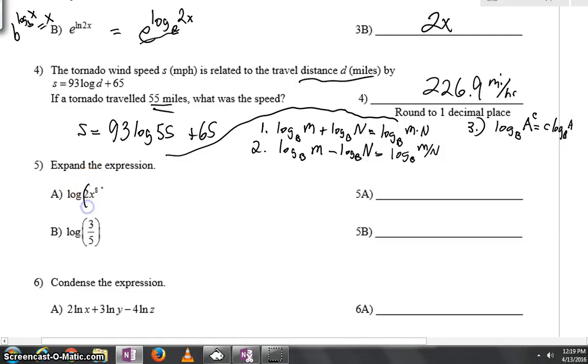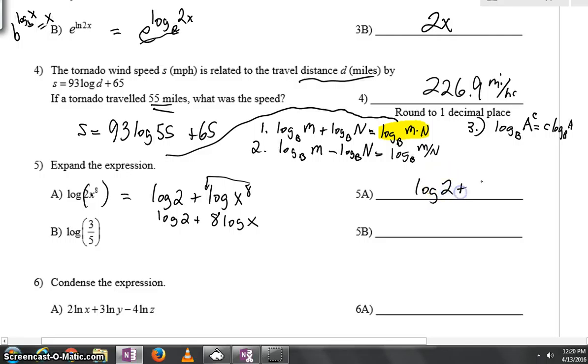Well, as we expand for number 5, 2 is being multiplied to the x to the 8th. Multiplication, I hope you can notice, is going to be our first property. It's right up here. And that indicates that we can turn that into the addition of 2 logs. We'll have the log of 2 plus the log of x to the 8th. Next, you can take that 8 and bring it down in front. So we'll have the log base 2 plus 8 times the log of x. And that's all you really need to do here.